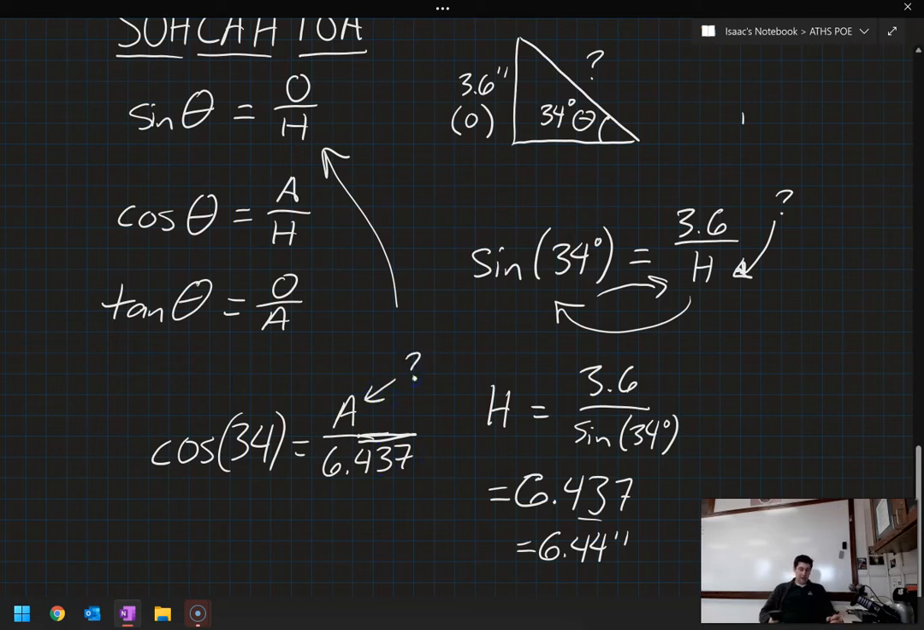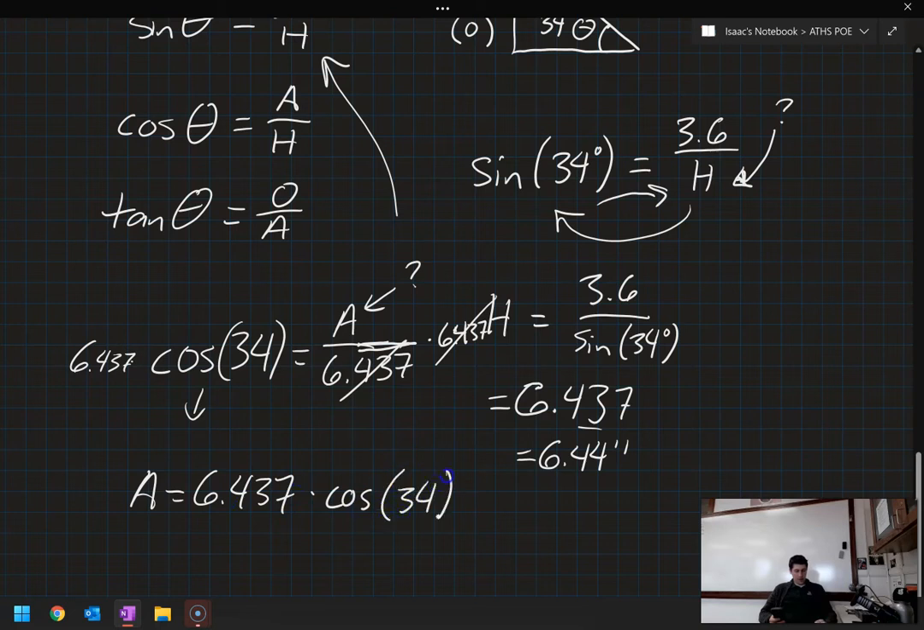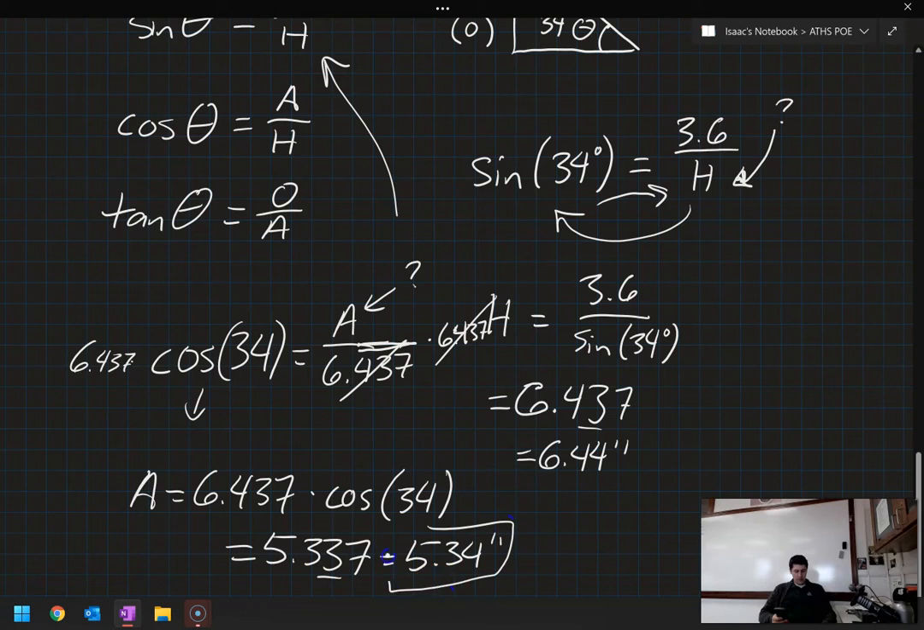So if I want A by itself, I need to multiply the 6.437 that's being divided on both sides. So if I rewrite that, this cancels. So A is equal to 6.437 times the cosine of 34 degrees. So if I take that and I plug it in, I get that my missing side is 5.337, which rounds to 5.34 inches. So those are my two missing sides that I found using trig.